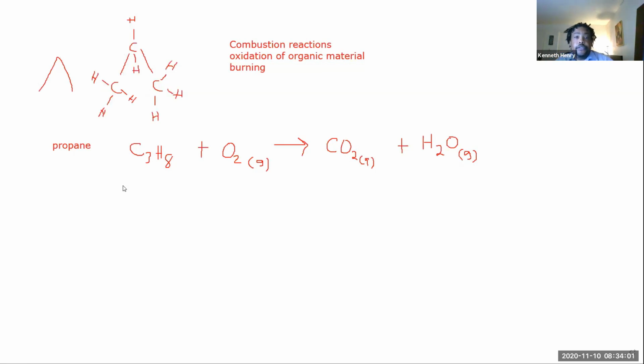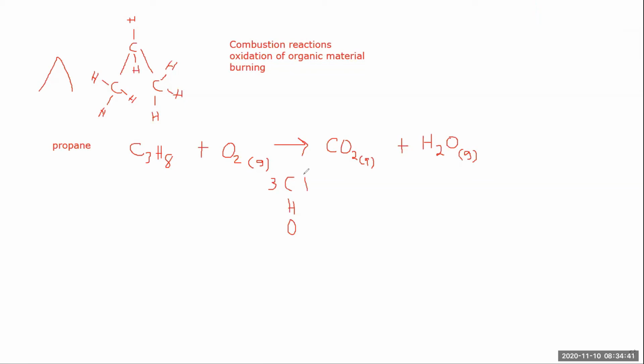Okay, so now this is the equation. Can we balance it? Yes. How? The carbons are uneven. Okay, so we're going to use our CHO, C, H, and O. So how many carbons do I have on my reactant side? 3. How many do I have on my product side? 1.